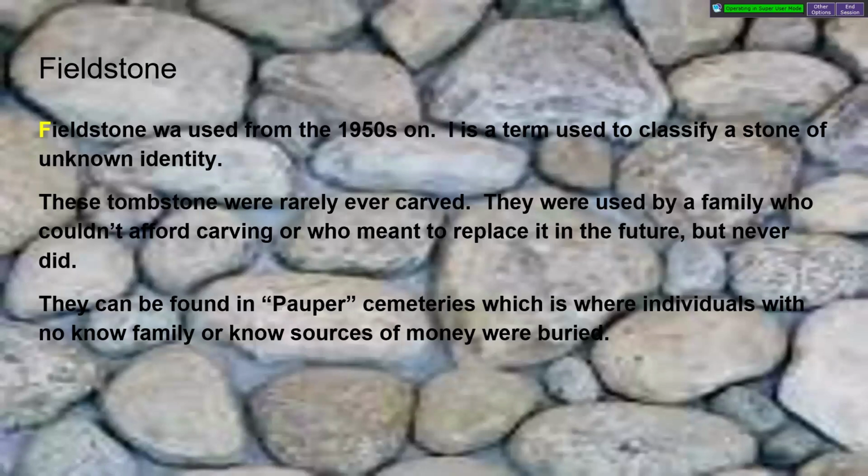There we go. Okay. Fieldstone, really common, used from the 1950s on. In fact, it's still used today in some places. It's used to classify a stone of unknown identity. So if they didn't know what it was, they just called it a fieldstone, and literally they pulled it out of a field. These tombstones were rarely ever carved, used a lot in the pauper cemeteries. They were used by a family who couldn't afford a carving, or maybe they thought, well, we'll do this now and we'll replace it in the future when we can afford to, but they never did. So that's why individuals with no known family or sources of money were buried with fieldstone. Fieldstone pretty much comes from just about anywhere.